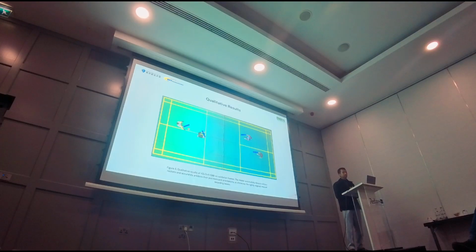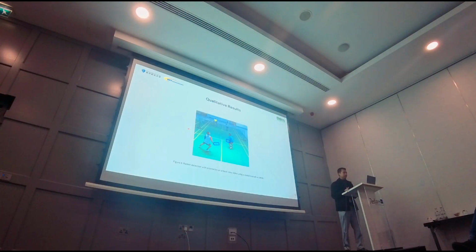I also tried using back view video. I didn't annotate from the back view, but I tried it, and it detects, but the backside is not detected, because the annotation is from the top view.